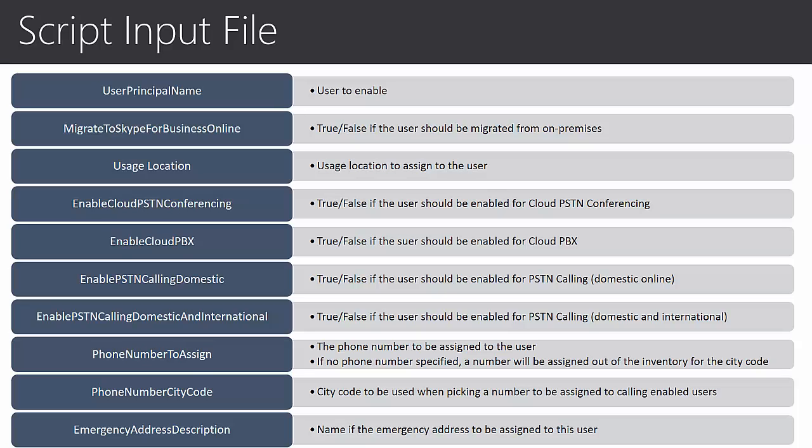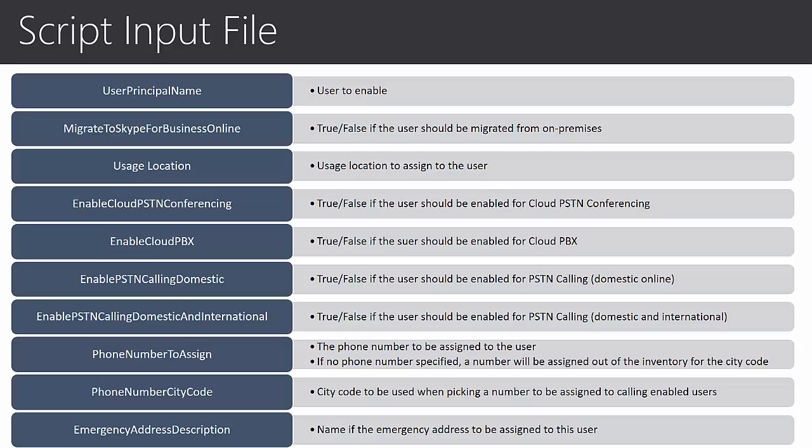Usage location. This is what we assign in Office 365 that says this is where the user resides. So let's say you have a tenant that right now is a North American tenant, but the user resides in the UK. The usage location would say the user is UK based. And that's what allows us to say, okay, we're going to go ahead and assign them a PSTN calling number within the UK.